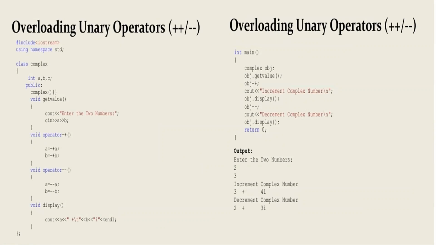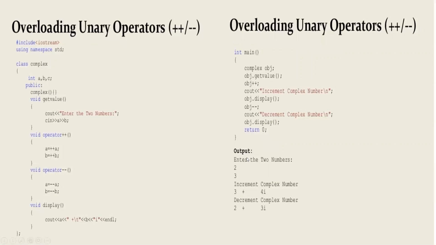This is another example for unary operator overloading, children. This is an example to increment and decrement the values of the data members A, B. A is incremented, B is also incremented, with the help of the function operator plus plus. With the help of the function operator minus minus, we are decrementing the values. Okay.